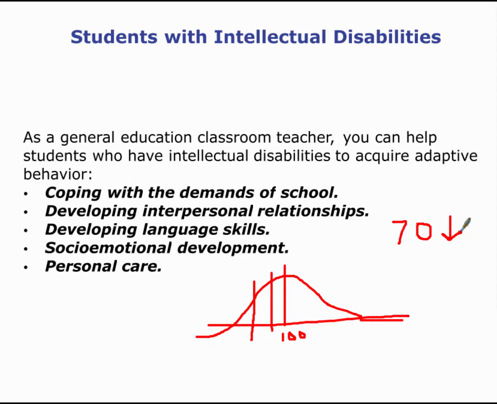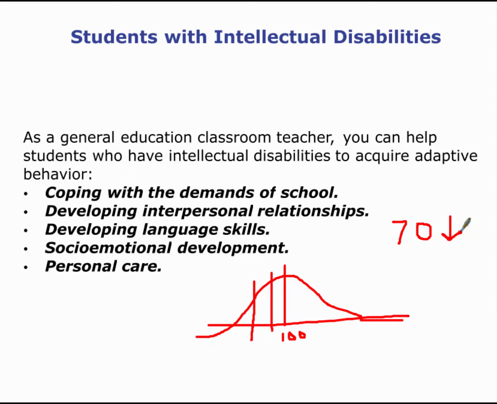And adaptive behavior are things like bathing, interpersonal skills, money, things like that go along with that. So that's why they say people who have intellectual disabilities struggle to acquire adaptive behavior. One of the things you have to work on is coping with the demands of school. A lot of times the kids with the lower IQs get kind of stuck between the cracks. They may have high adaptive behavior, but they still have a low IQ, so they struggle with keeping the pace of the classroom. Developing interpersonal relationships.